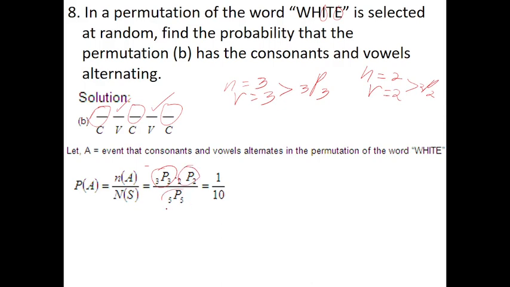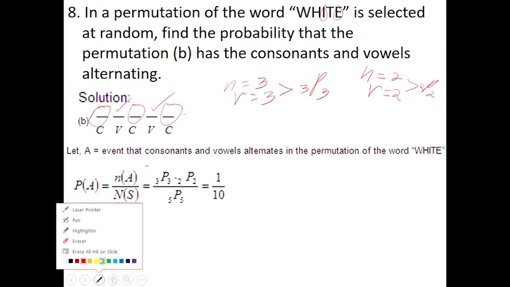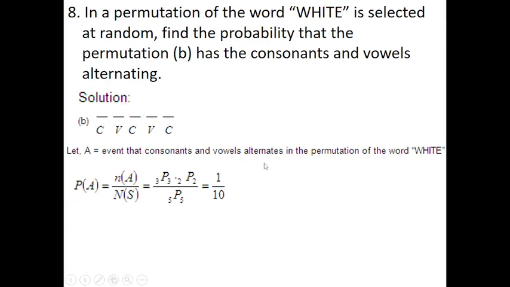Then 5P5. Yung hindi maselan. Meron kang 5. Tapos, i-arrange mo yung lima na yon regardless kung mauna yung consonant or mauna yung vowel, basta nandun yun. Okay? So, ito yung formula natin. And then, divide lang natin, we get 1/10. Okay, so we can proceed.